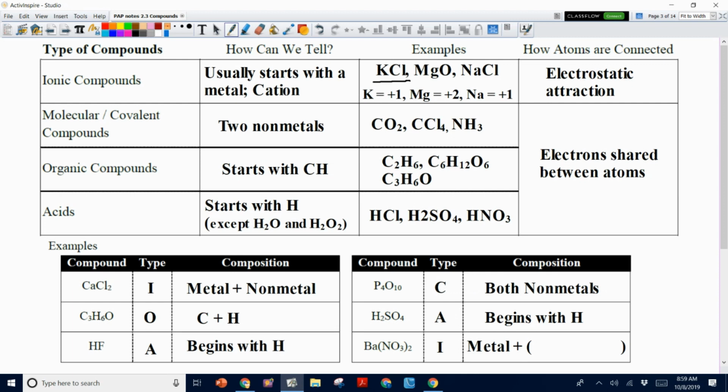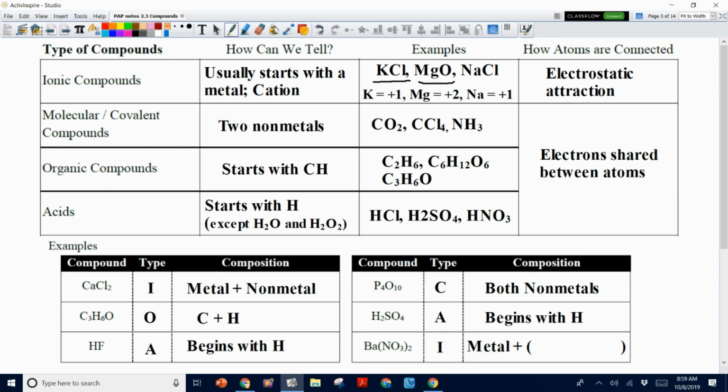Another one would be magnesium oxide. So you have magnesium, which is a group 2, so it has a +2 charge. And then you have oxygen on the right-hand side. It's group 16, so it's going to have a -2 charge. +2, -2 stick together, cancel each other out, so you have magnesium oxide.